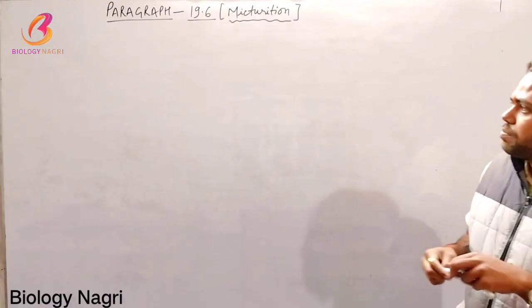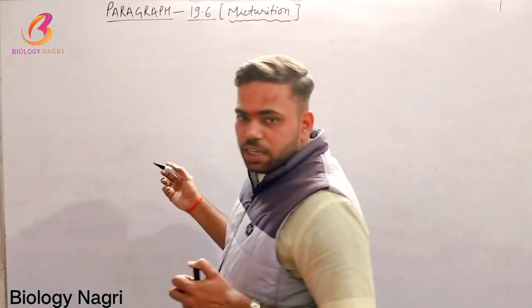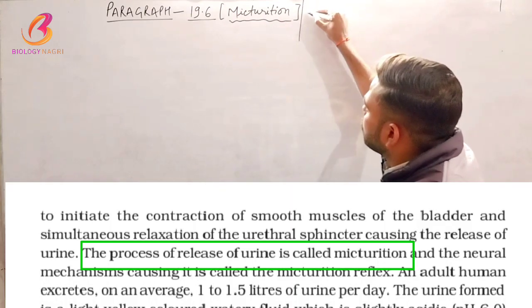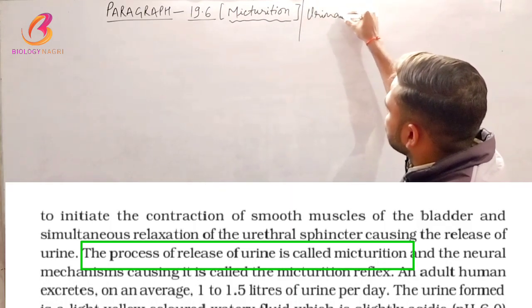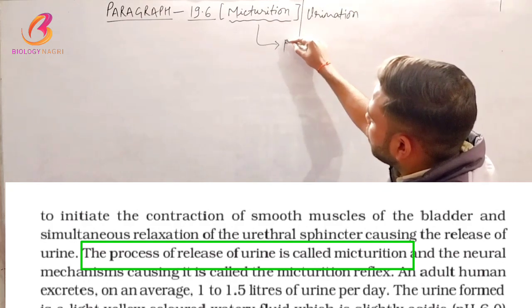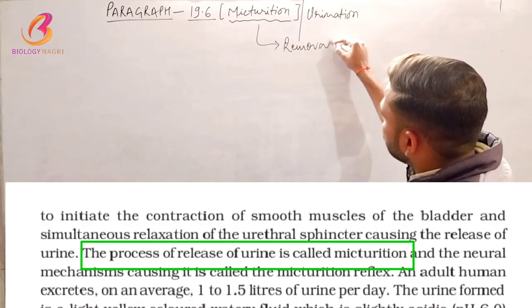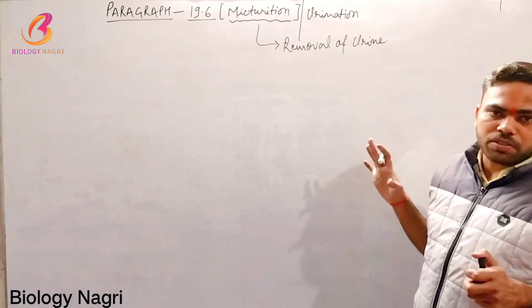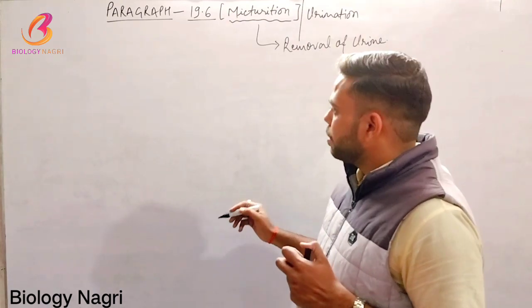Now see, basically the process of micturition, which is also known as urination, we can define as the removal of urine from the body. This is called micturition. See how this is going to happen.